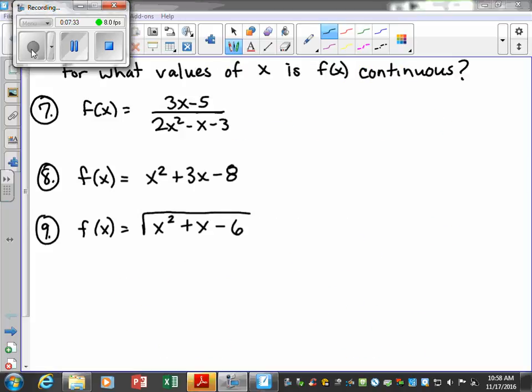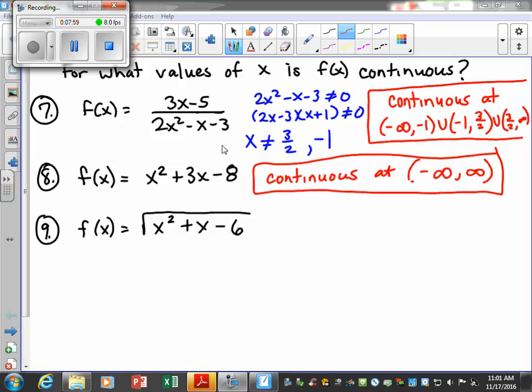Okay, we're going to practice a few more examples for what values of x is f of x continuous. So 7 and 8 should be pretty intuitive to you. We've done those previously, so I'll let you pause this and try it yourself and then check your answer. 9's going to be something new, so we'll work that one together. But go ahead and check yourself on 7 and 8.